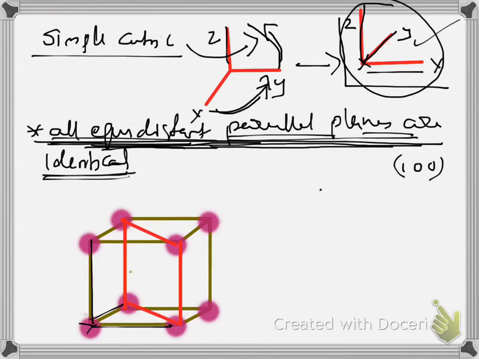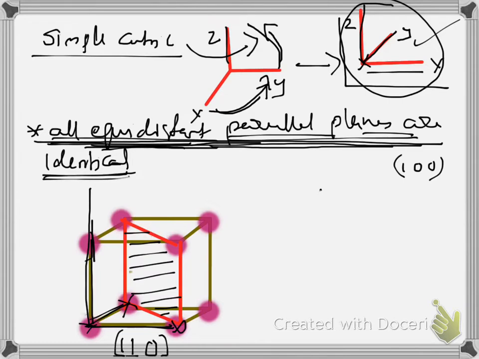Consider this rectangular plane. This is also a diagonal plane. It has an intercept at x. It has an intercept at y, but it is parallel to z-axis. This plane never meets the z-axis, it goes parallel. So it is 1 1 0. It has intercept at x-axis, y-axis and parallel to z. So we have completed 1 1 0 also.